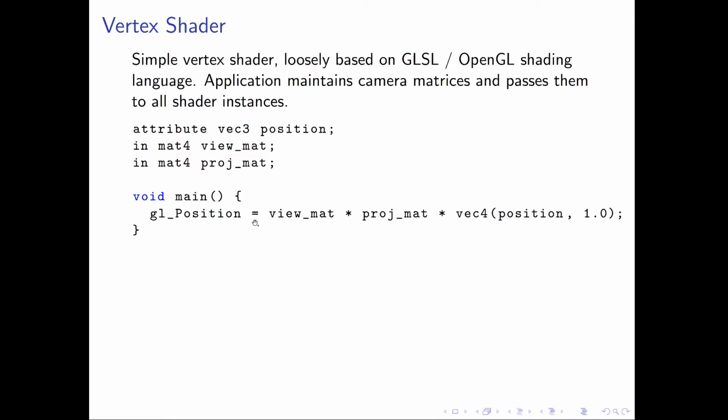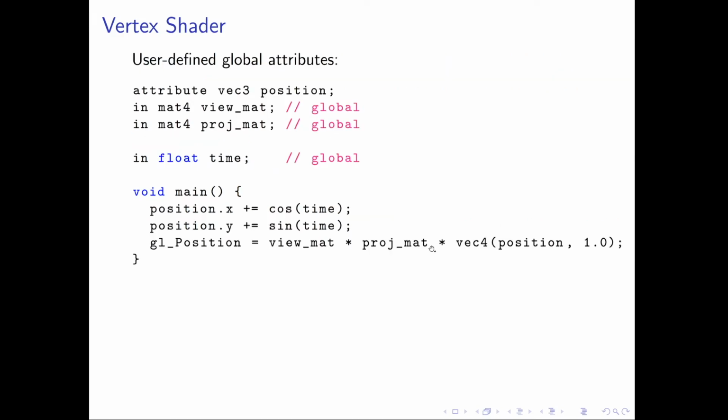We're writing out the position of our vertex, and then we have access to certain input attributes. The first distinction we have to make about those attributes is whether they are global attributes or per-vertex attributes. The incoming position here is an attribute that is relevant only to this one vertex. And then there are other attributes, like the ones I'm marking as in attributes here, that are global in that they have the same value across all shader instances.